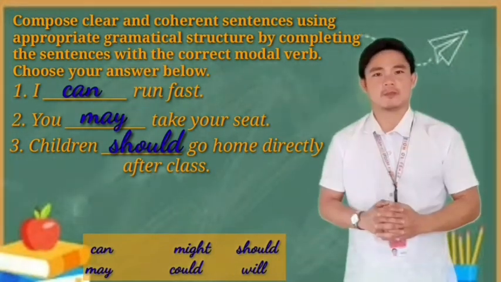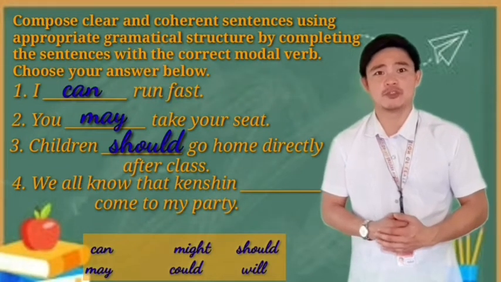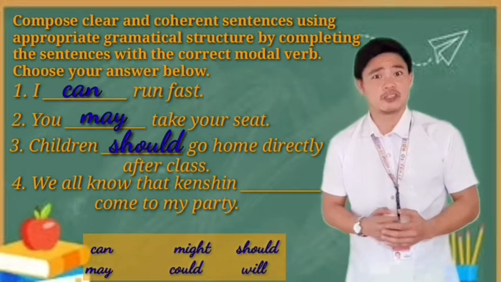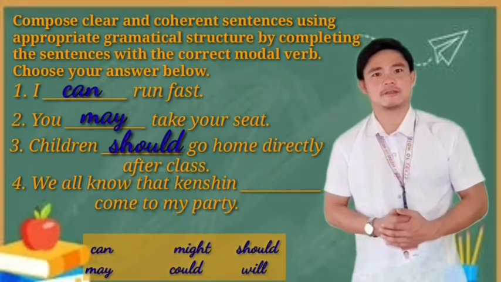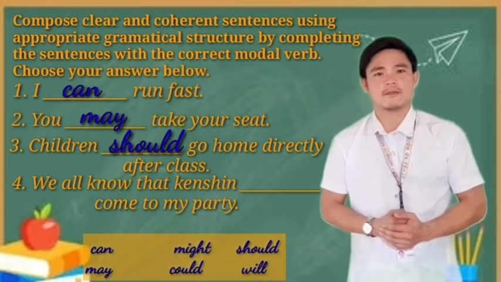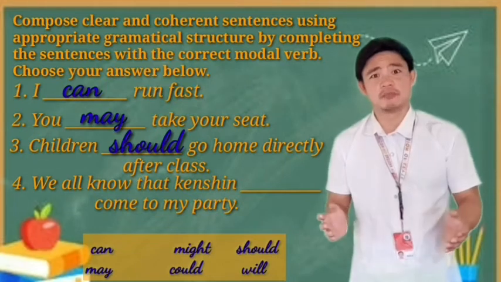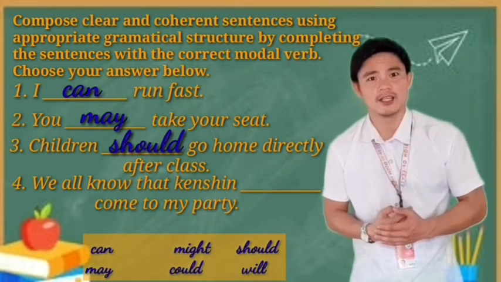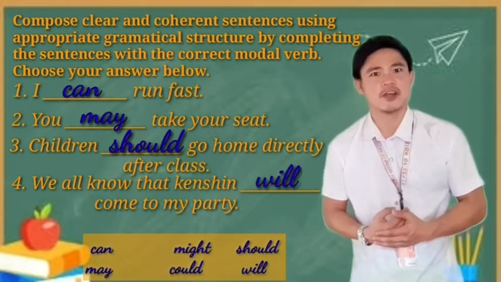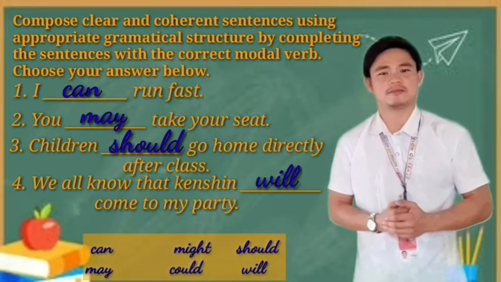Sentence number 4. We all know that Kenshin blank come to my party. What is the modal verb to be used? The modal verb to be used is will, and it expresses prediction. Alright, sentence number 5.